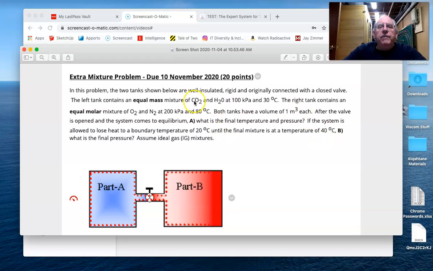And so what we have in the first case is 30 degrees on one side, 80 degrees on the other side. Without any heat transfer, it's going to come to some intermediate temperature, possibly higher than 40 degrees. And then we're going to allow that same mixture to lose heat. And we want to know then what is the new pressure if we allow it to lose heat and go to that new thermodynamic state.